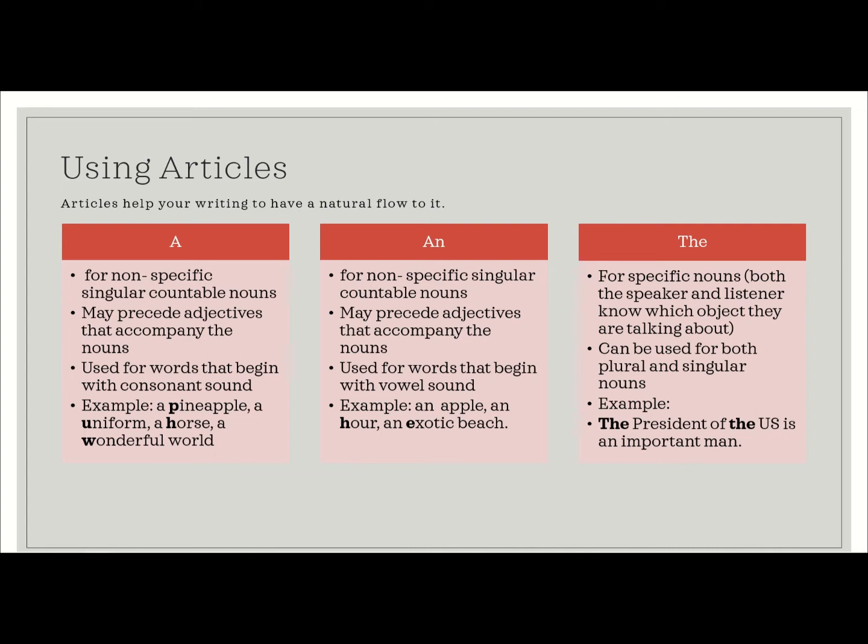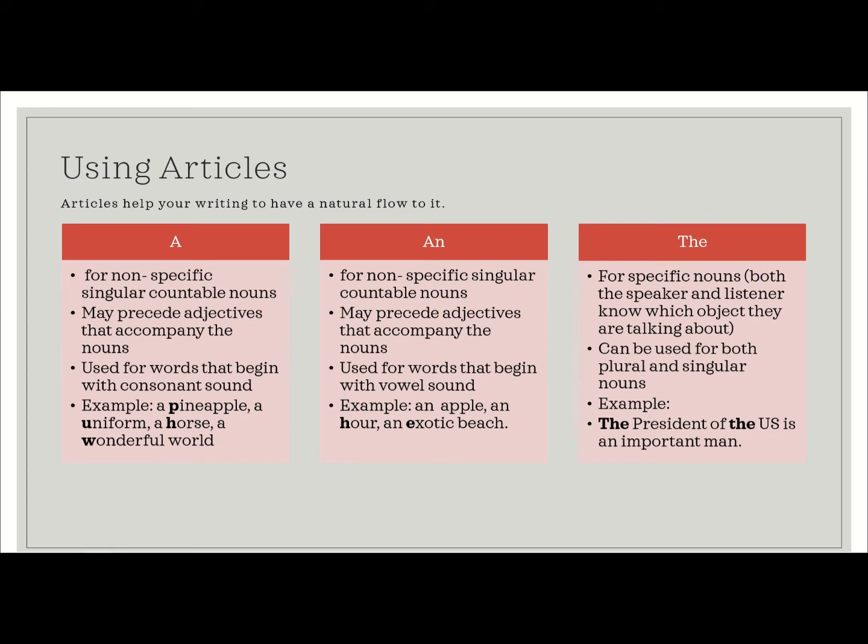And sometimes a and an may precede adjectives that accompany the noun. So if there is an adjective preceding a noun, a or an can be placed before the adjective. When to use a and an depends on the sound that begins the word. So for example, if the word begins with a consonant sound like pineapple, using a is appropriate.